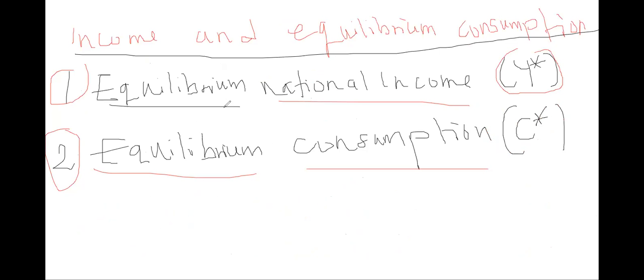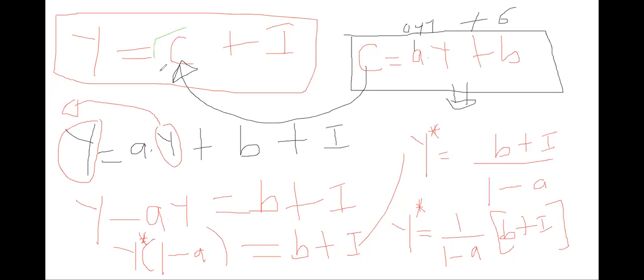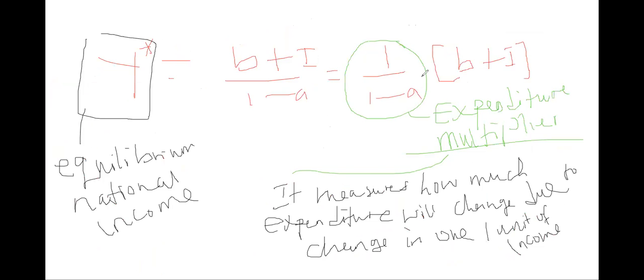All you do is first substitute the consumption into this, which we did here. Then we find the value of Y. That's how we found Y here, and we came across a concept called the expenditure multiplier. What is an expenditure multiplier? I explained it here, and it's important that we know it. This, 1 over 1 minus A, is the expenditure multiplier. It measures, if income increases by 1 unit, how much the expenditure, that is consumption and investment, will change.